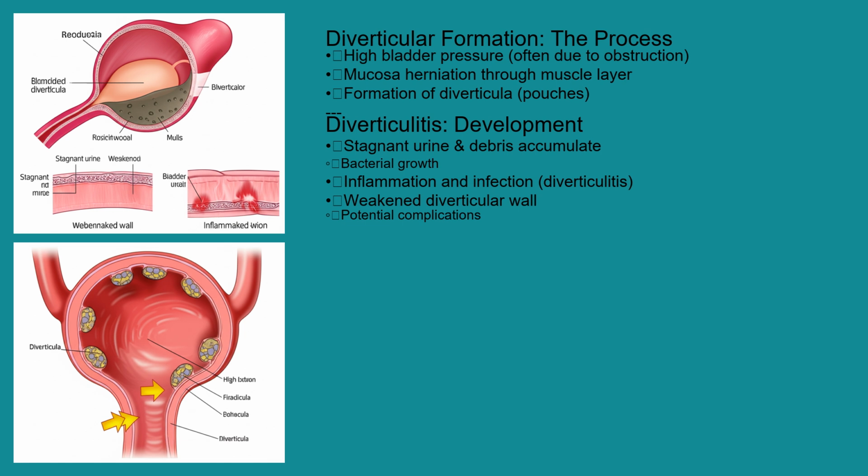Now let's delve into what actually happens inside the body. The initial high pressure within the bladder, most frequently a result of obstruction, leads to herniation of the bladder mucosa through the muscle layer. These herniations form the diverticula.